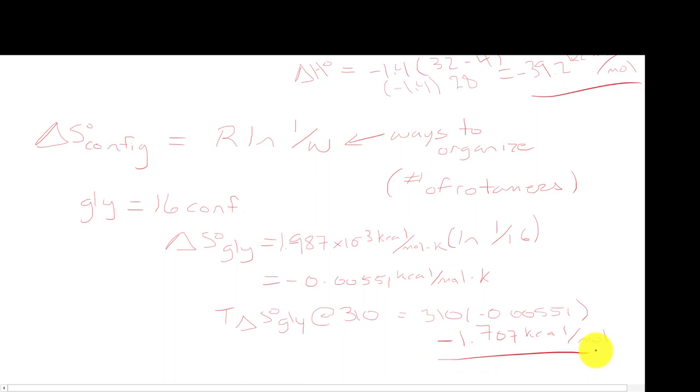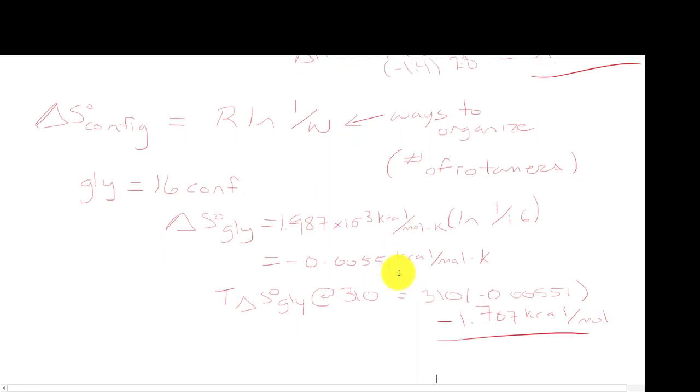That is more penalty for locking in a glycine than we're getting out of our hydrogen bonds, if you recall. Each one is giving us 1.4. Each glycine is going to cost us 1.7. So glycines don't like to be in helices, and they give us what's called a helical penalty whenever they are introduced. So that's an interesting idea.